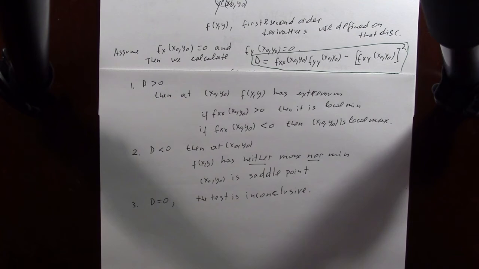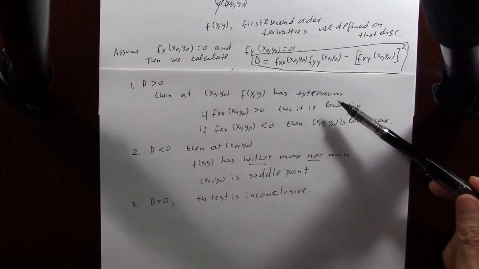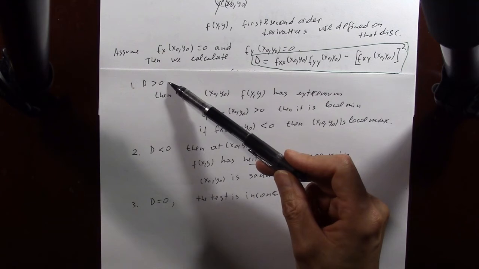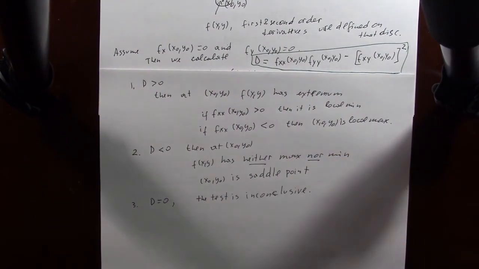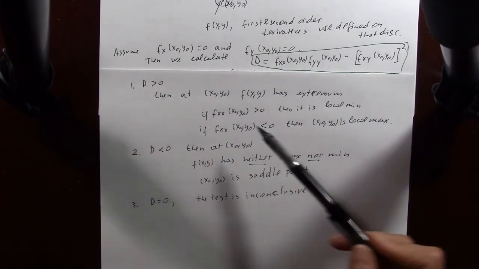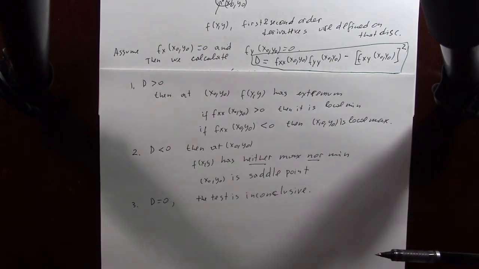So the second derivative test tells us, by calculating D, whether we have an extremum at a point or not. If D is bigger than 0, we have an extremum; D less than 0, we have a saddle point; D equals 0, the test is inconclusive. And also, when D is bigger than 0, by looking at the sign of the second derivative, we can conclude whether we have a local max or local min.